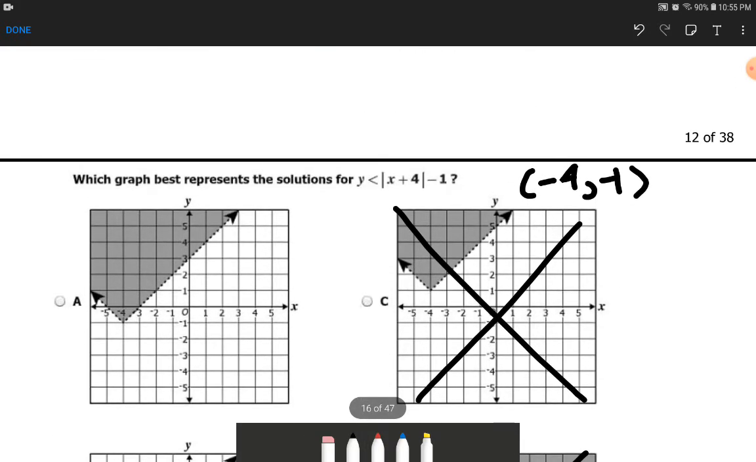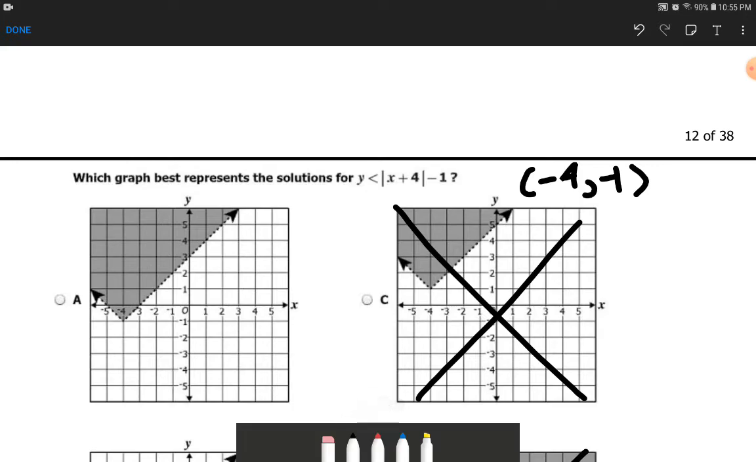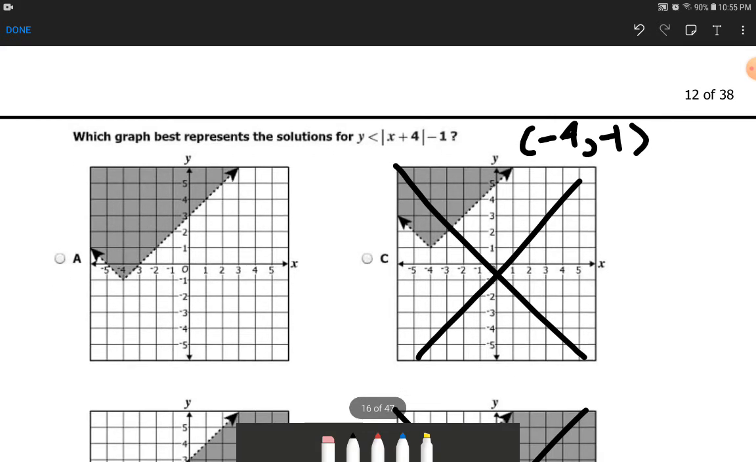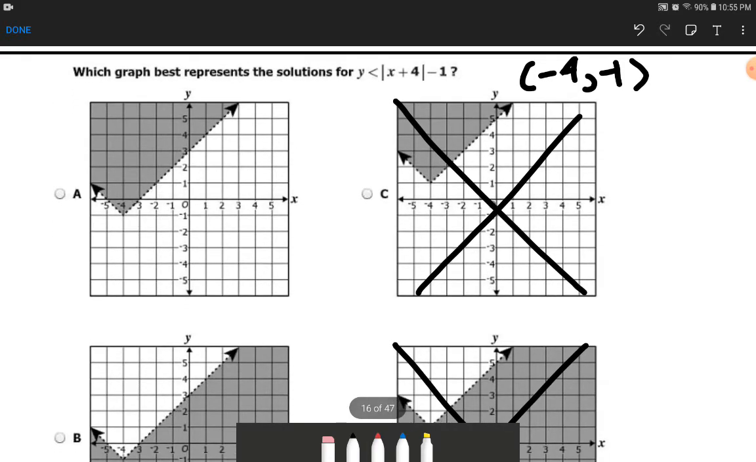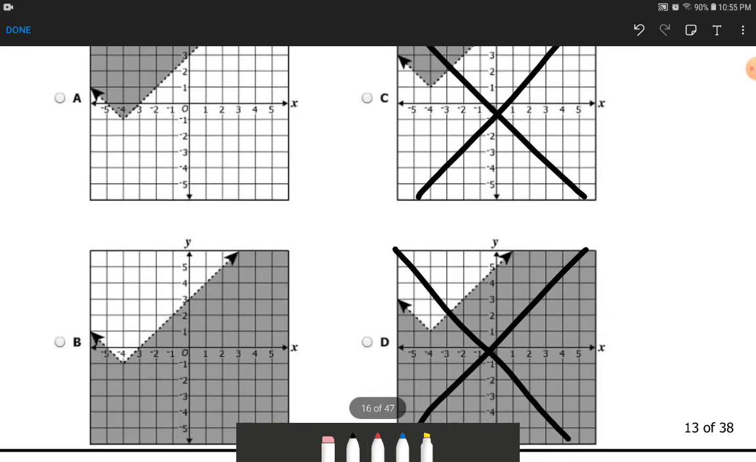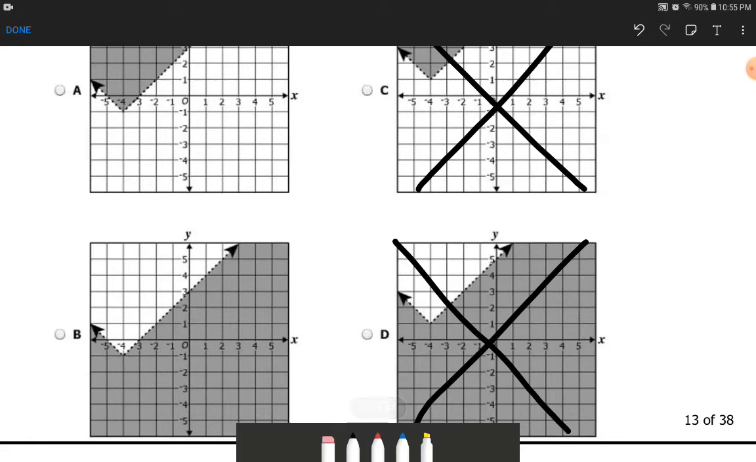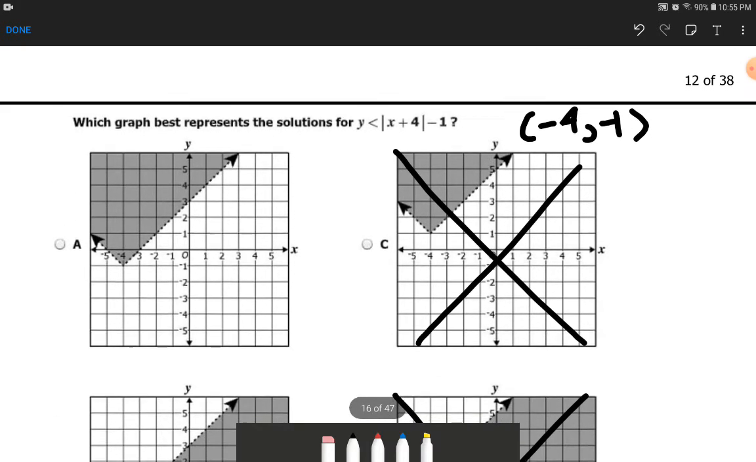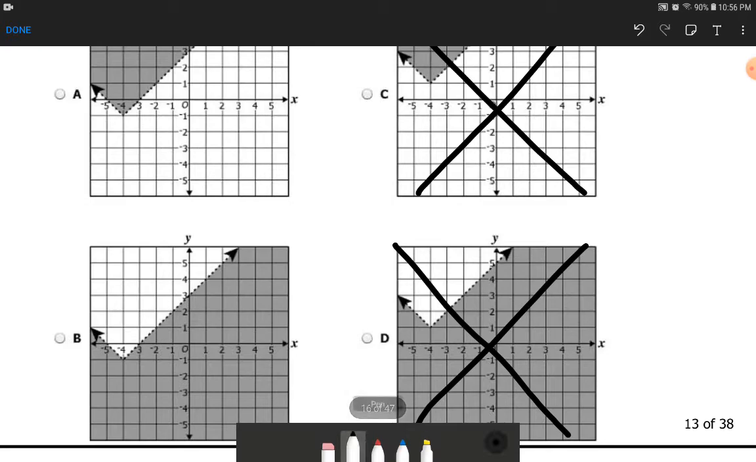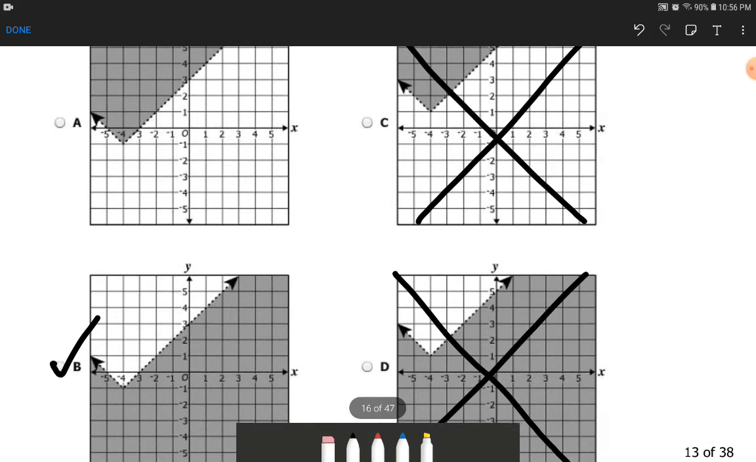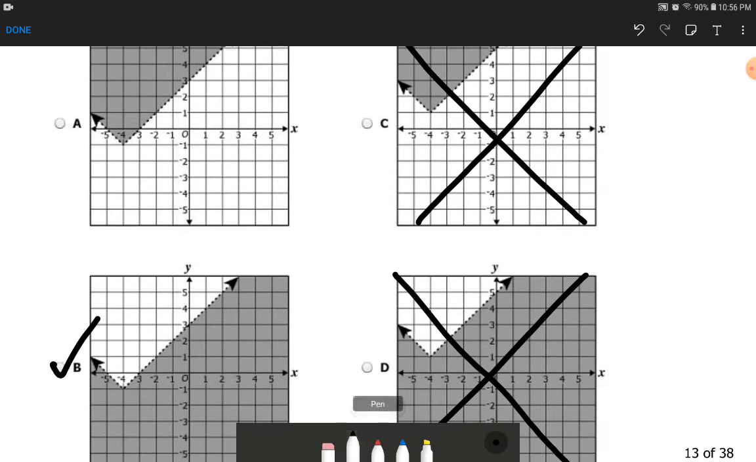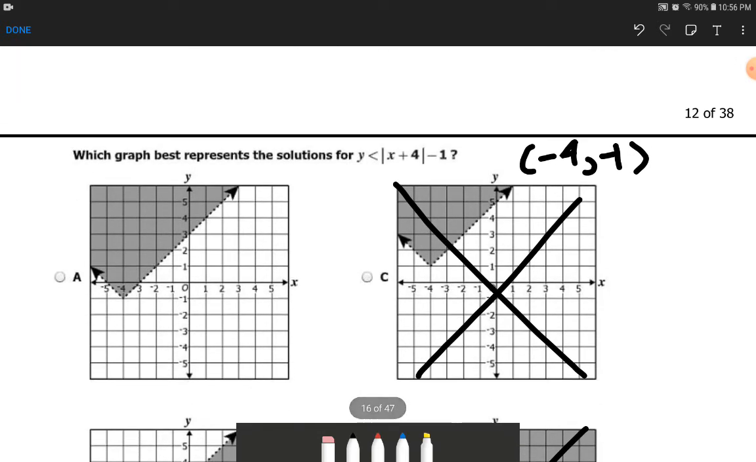Alright, so since y is less than, the shaded area will be below, I believe. Will be below the graph. So the answer is B. Let me just double check that. So say we take any point inside the shaded area. Let's just do 0, 0 and plug it back into our equation.